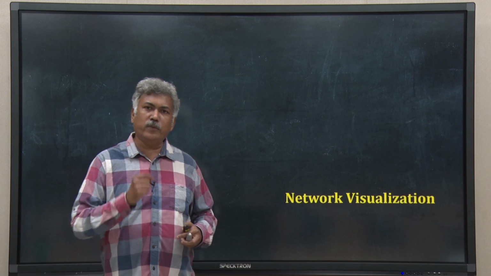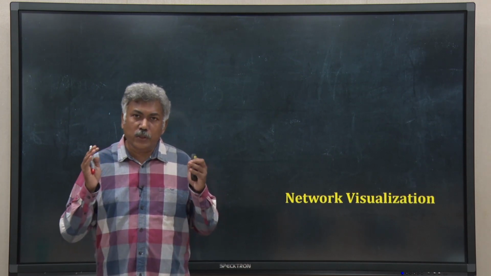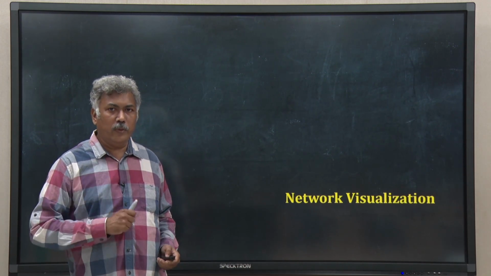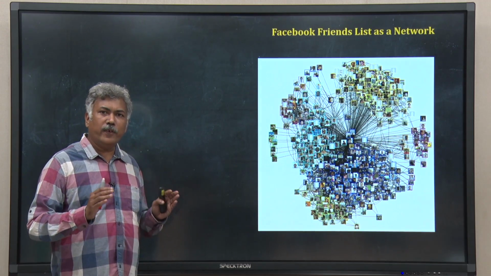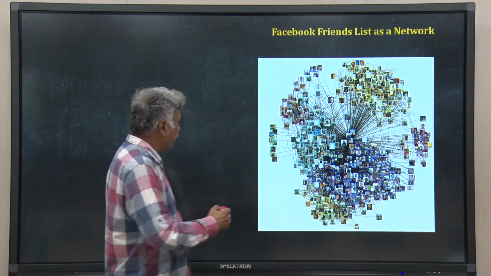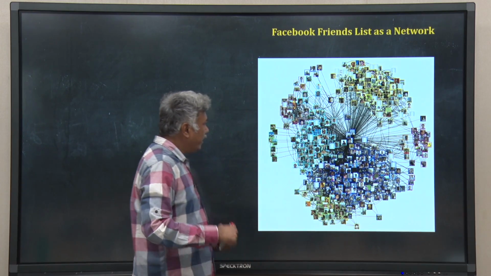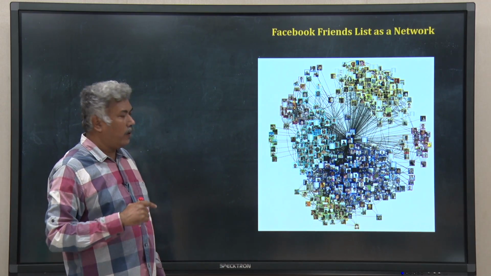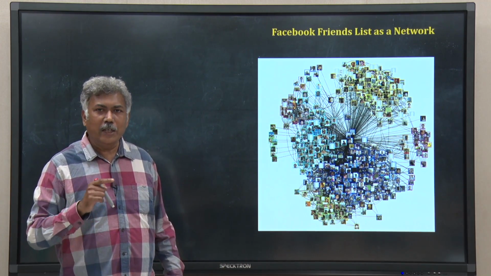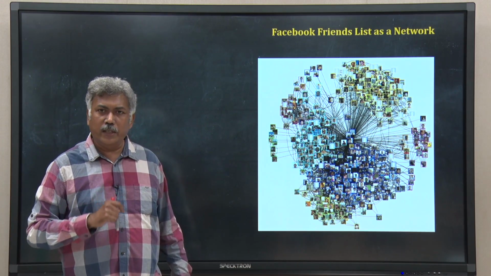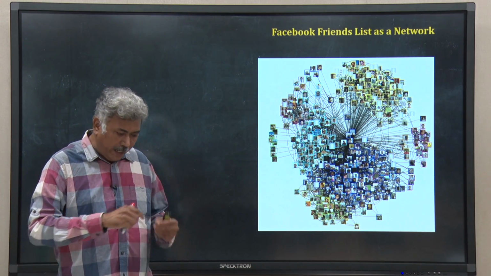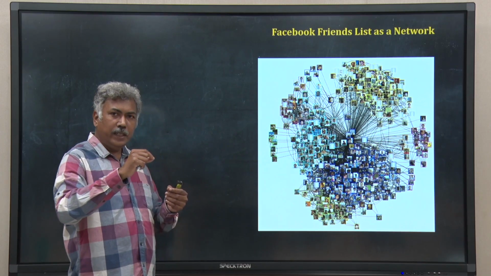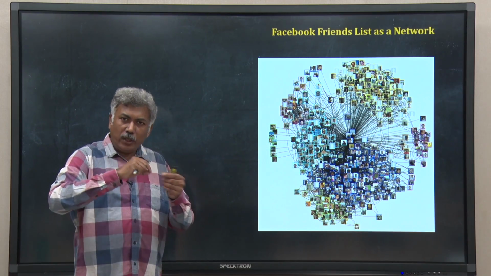The simplest way to visualize it is to use a network. Let me give you an example. Here is my Facebook network. I must be somewhere here in the middle, and all these square boxes, the photos that you see, are people in my friends list in Facebook. And I have connection edges between each of these people.